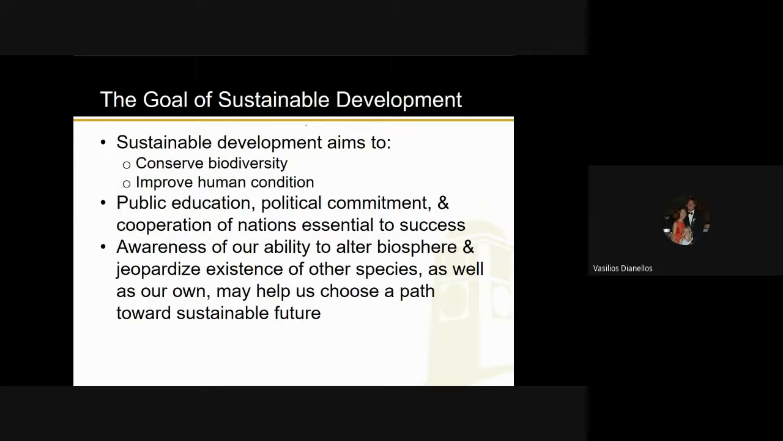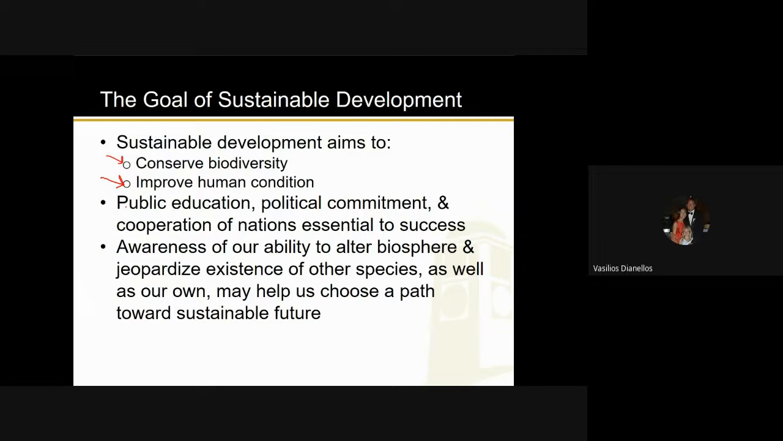So sustainable development aims to conserve biodiversity. Obviously, that's the big part. That's the easy part, right? Everyone understands that. It's like, yeah, we're tree huggers, we're trying to save the whales, whatever. But it's also trying to improve the human condition. So it isn't just about save the trees, save the whales, right? We also want to make things better for humans, or in some cases, just ensure that we can continue to survive, right?